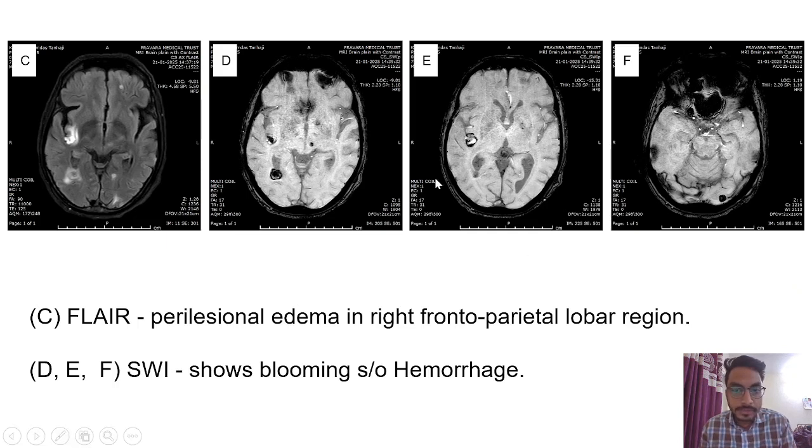This is the hemorrhagic mets which shows blooming on susceptibility weighted imaging. We can see it here in the left cerebellar hemisphere, and also in the right parietal lobe we can see the blooming. Also on FLAIR there is perilesional edema in the right fronto-parietal lobar region. Obviously it's a hemorrhagic mets, so I have added many images of hemorrhages here. So this was the second type of cerebral mets, which is hemorrhagic mets.